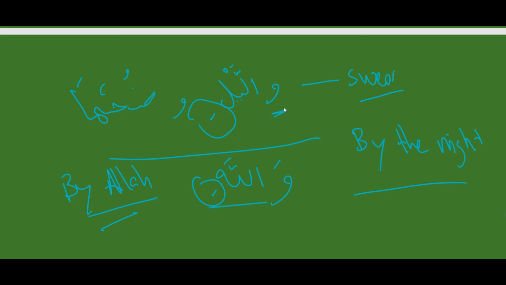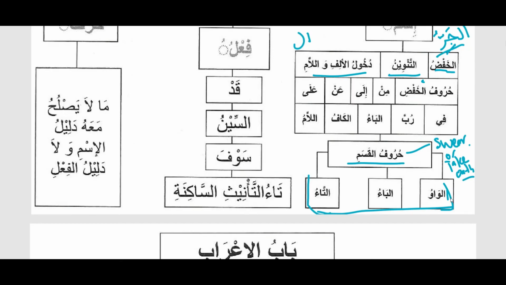So it is the same like huruf jar or huruf khafad, but the difference is this. Every huruf qasam, which is al-waw, al-ba, al-ta, is, in the term of our scholars, a huruf from huruf khafad. But not every huruf khafad is huruf qasam. Understand? Because huruf qasam possesses a different meaning. It's "by Allah". They say wallahi, billahi, tallahi.